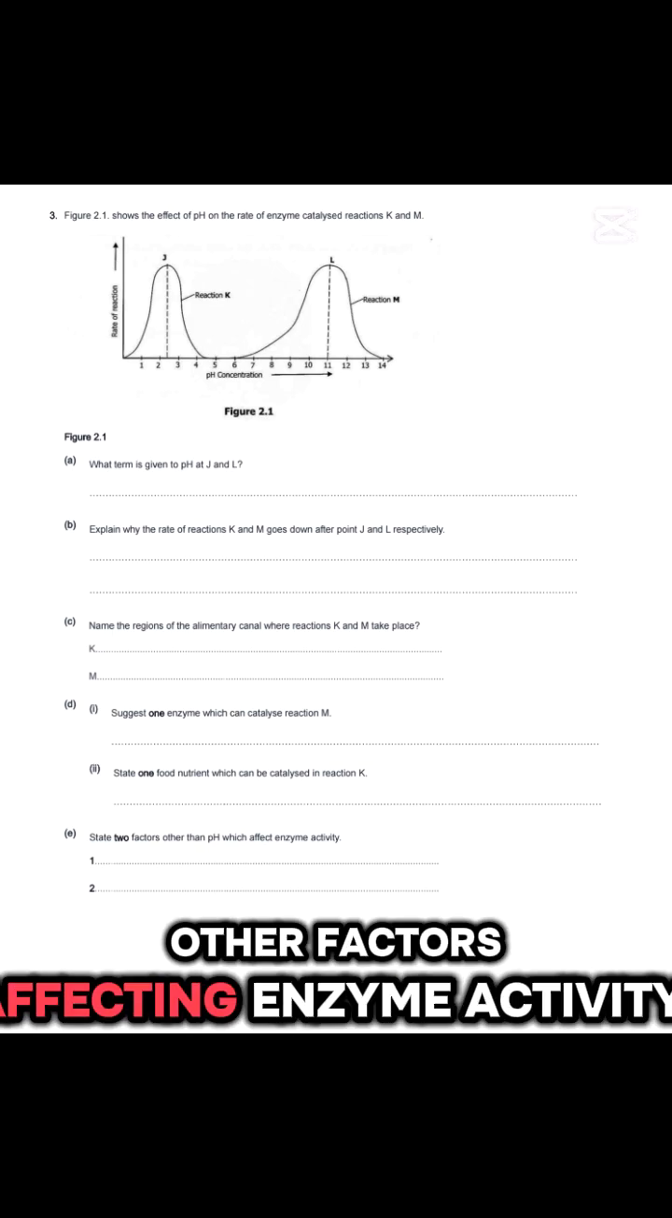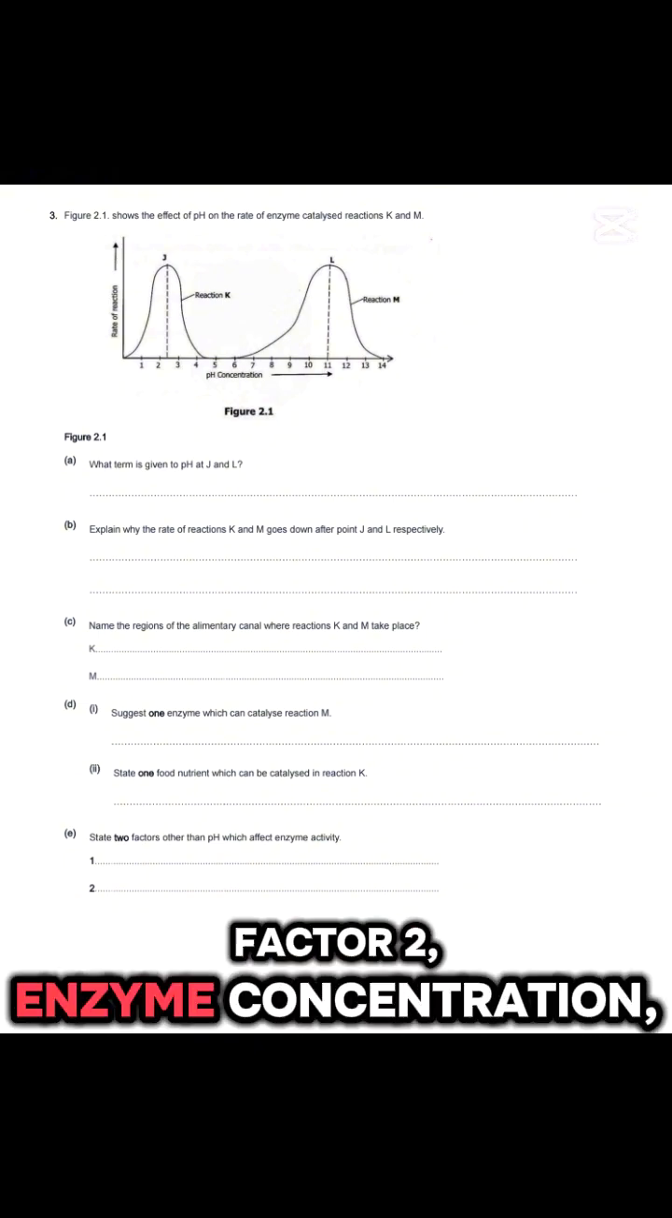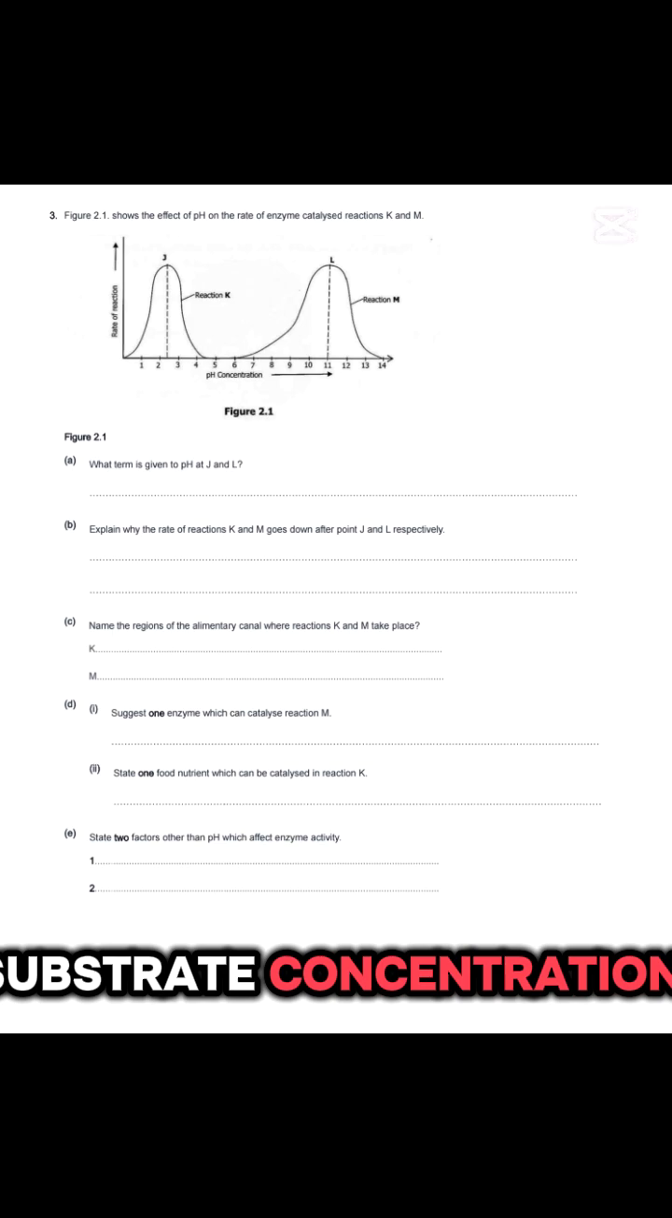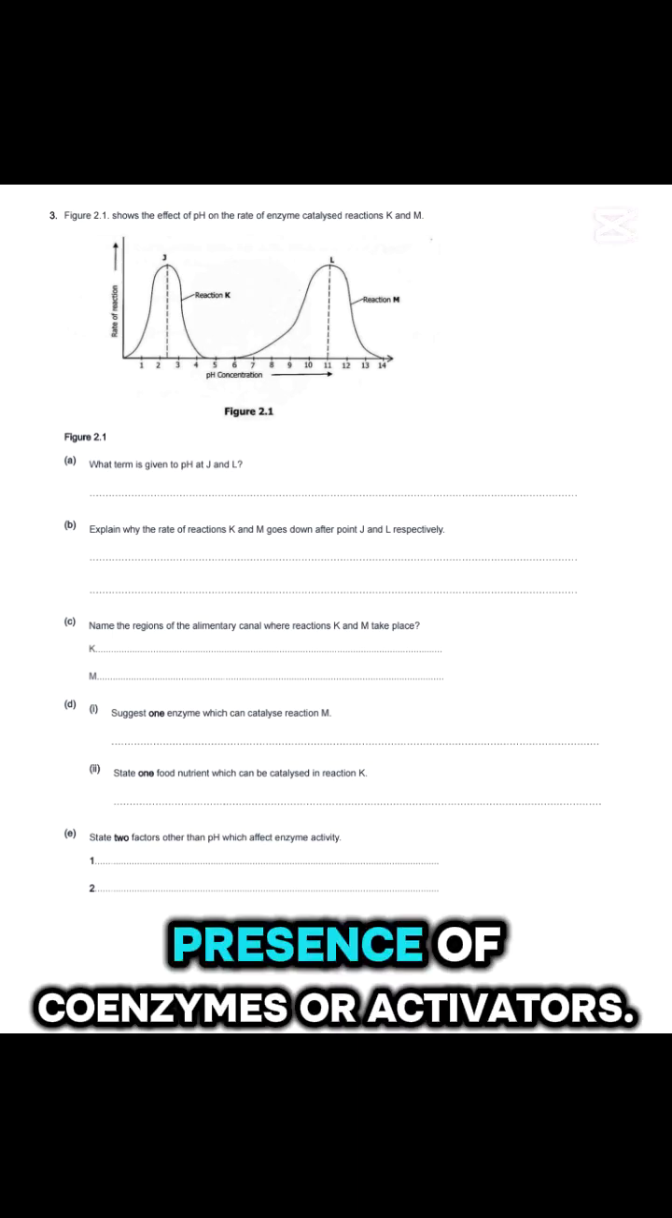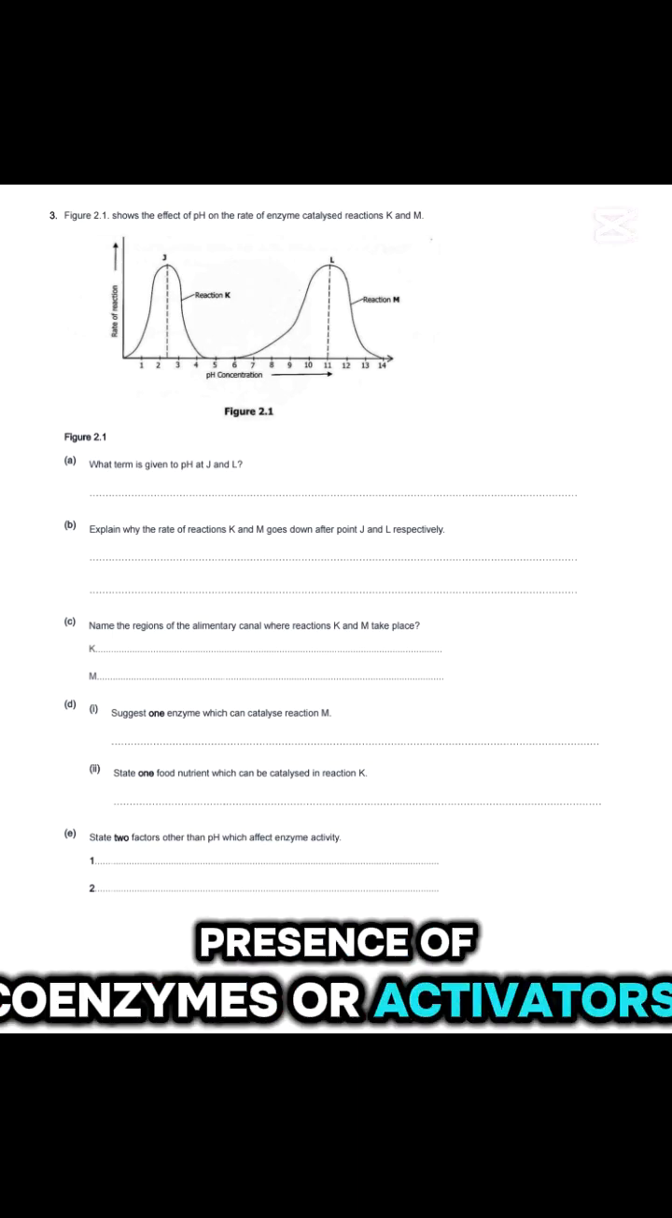3e. Other factors affecting enzyme activity. Factor 1. Temperature. Factor 2. Enzyme concentration to substrate concentration. Acceptable answers: presence of inhibitors, presence of coenzymes or activators.